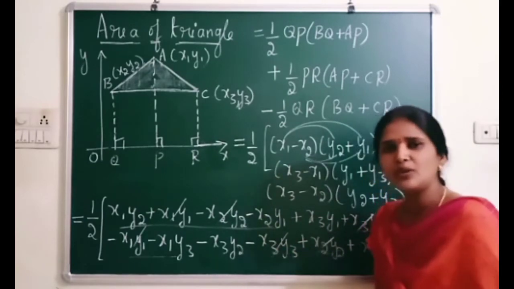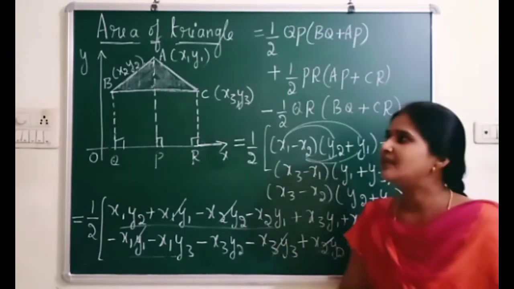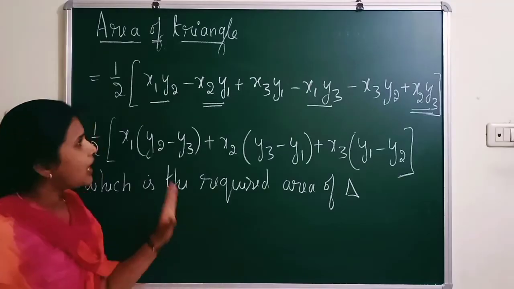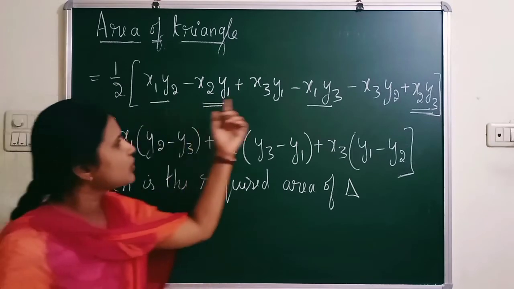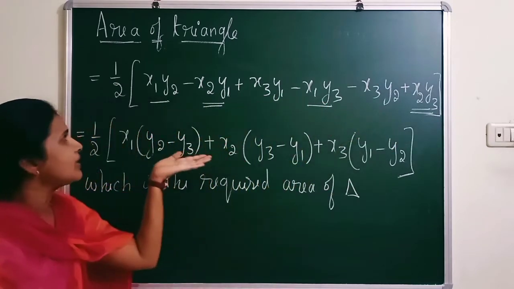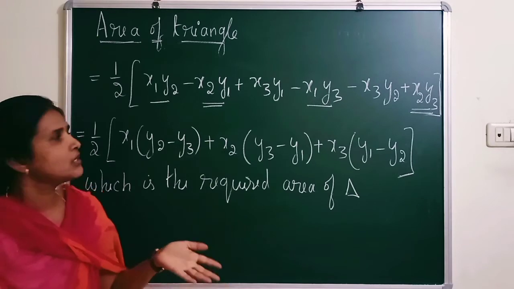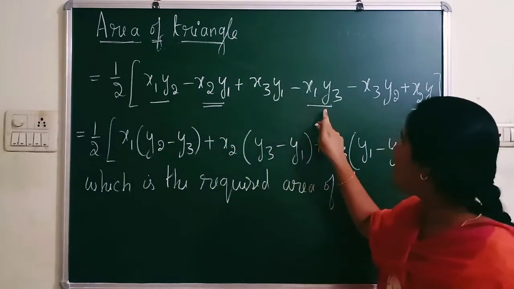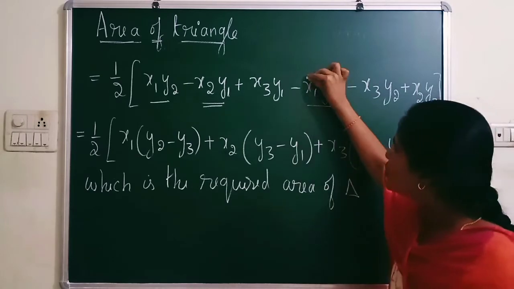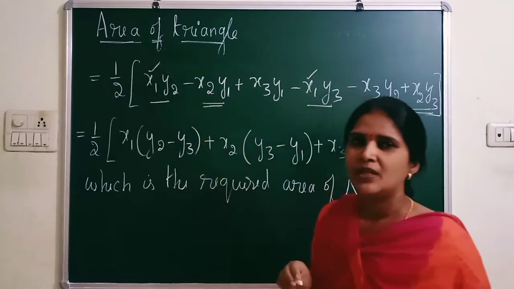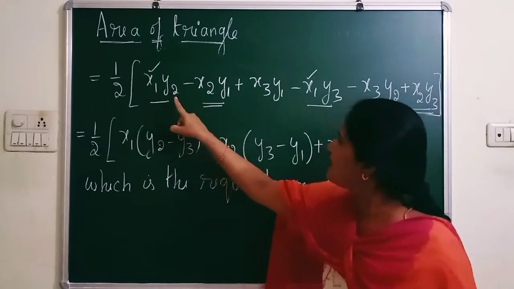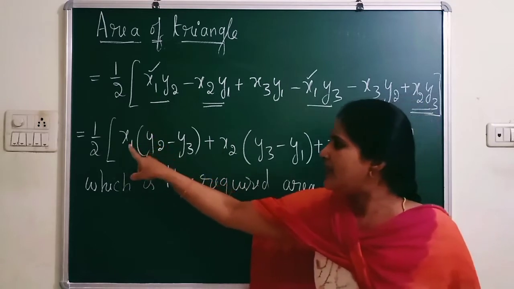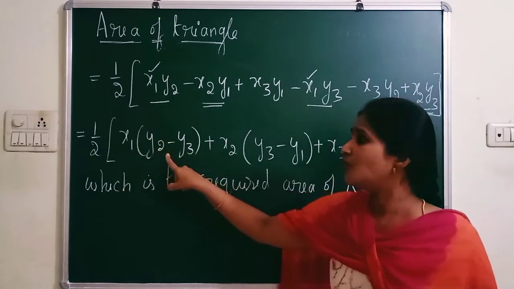In that, try to take common and finally you can write the area of triangle in Cartesian plane. So now let us continue. After cancellation, the remaining terms you write in the bracket and let us check whether we can take a common in any two terms. So you can observe in the terms x1 y2 and x1 y3, x1 is common. So if you take x1 common, what is remaining? y2 minus y3.